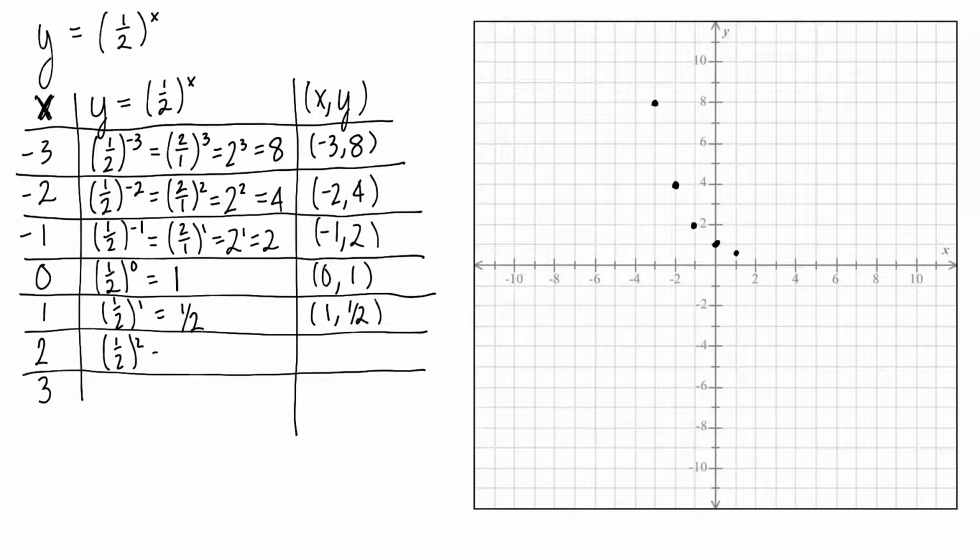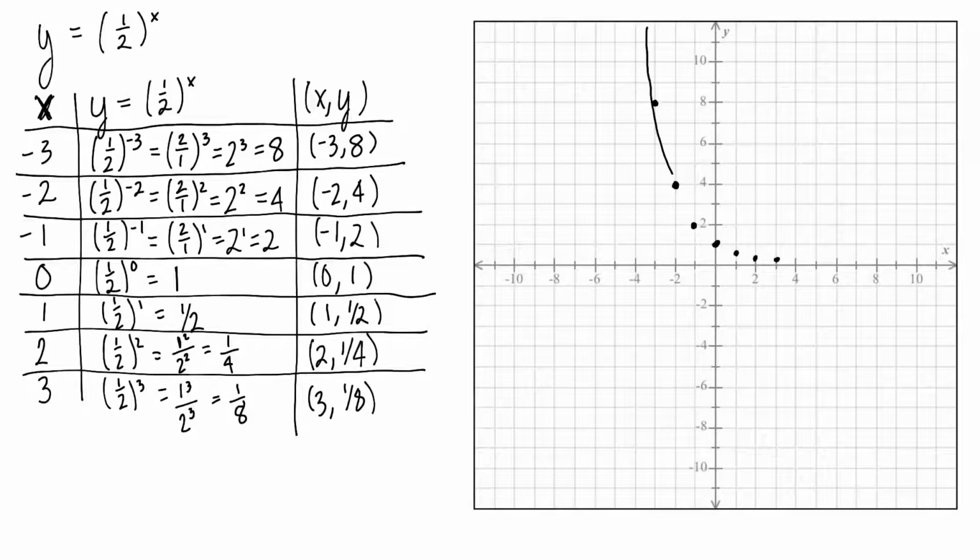One-half raised to the second power, so you're squaring the top and the bottom, so 1 squared over 2 squared. 1 squared is 1, 2 squared is 4, so we have 2, 1/4. And then with 3, 1/2 cubed, so that's 1 cubed over 2 cubed, which is 1 over 8. So you have the point 3, 1 over 8. That's a little further down there. And the way that this graph is going to look is a little bit like this.